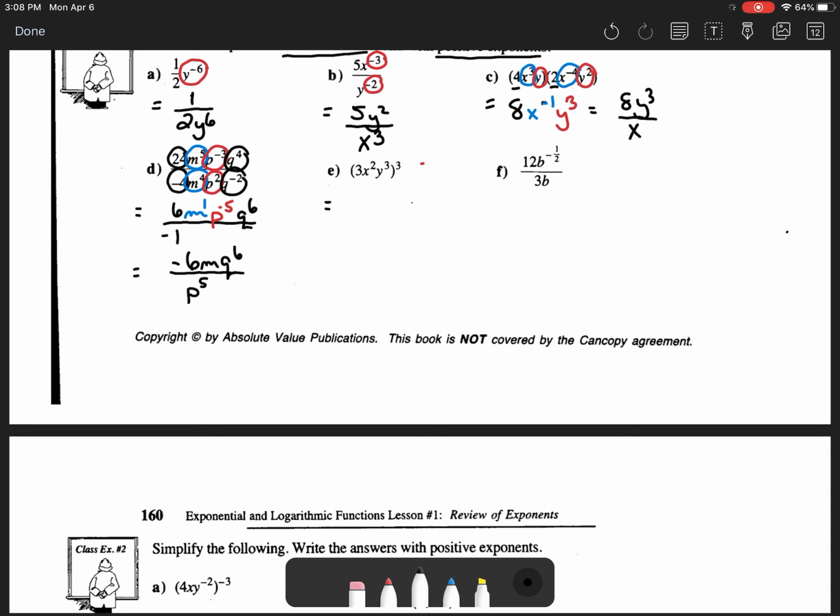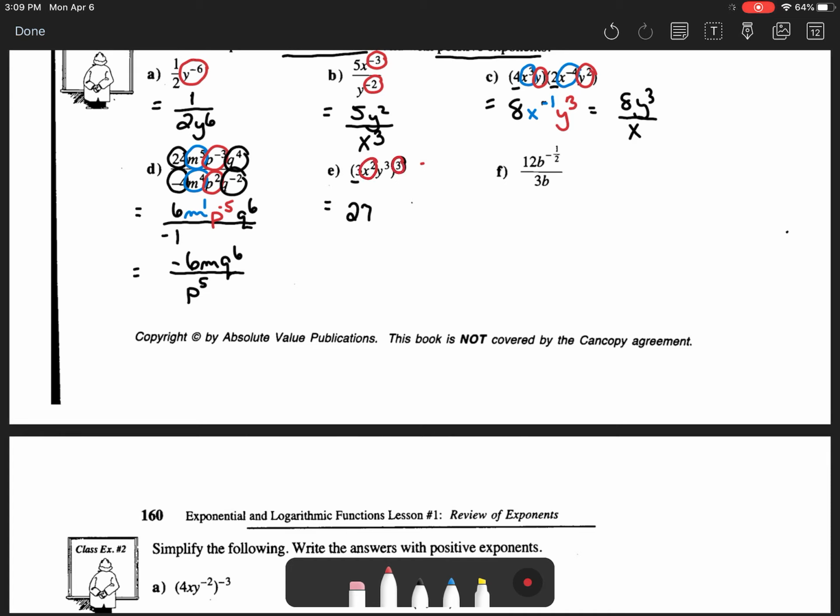In E, okay, moving along, I have to deal with this cube outside the bracket first. Now, be very careful, because when I cube a numerical value, it's very different than cubing an expression that has simply just a variable, and you'll see what I mean here. When I go 3 cubed, a lot of people will write 9, right? 3 times 3 is 9, but that's not what it's saying. It's saying 3 cubed: 3 times 3 times 3. That has a value of 27.